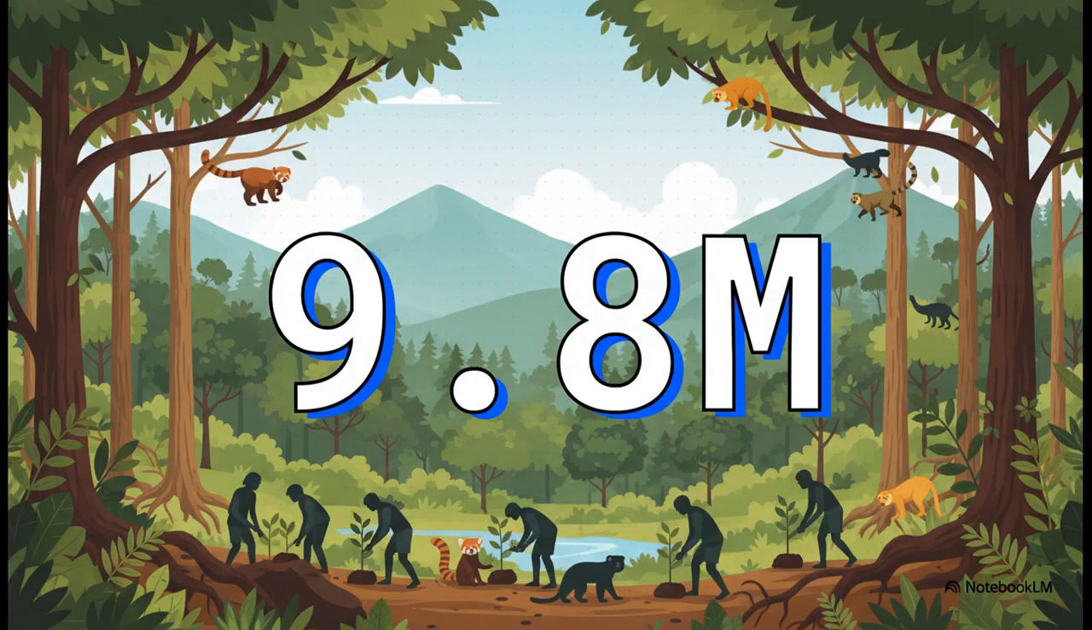And the scale of their action is just staggering. We're not talking about a small number here. We're talking 9.8 million trees planted in a single year just to restore vital habitats. This is what dedicated, large-scale restoration looks like. And it's a tangible, inspiring fact you can share on your website.